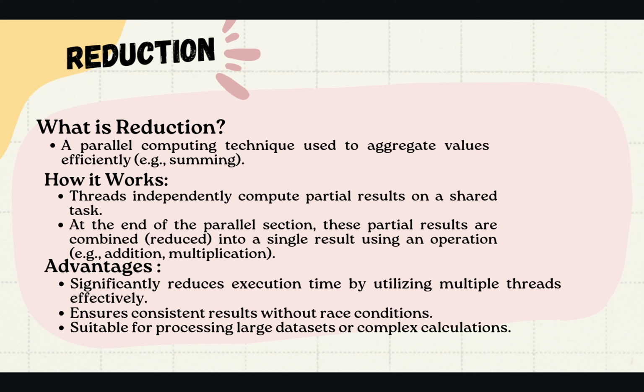Here is how reduction works. Each thread independently computes partial results for a shared task. At the end of the parallel section, these partial results are combined using an operation like addition or multiplication into a single final result. This approach not only speeds up the computation, but also ensures consistency by preventing race conditions.